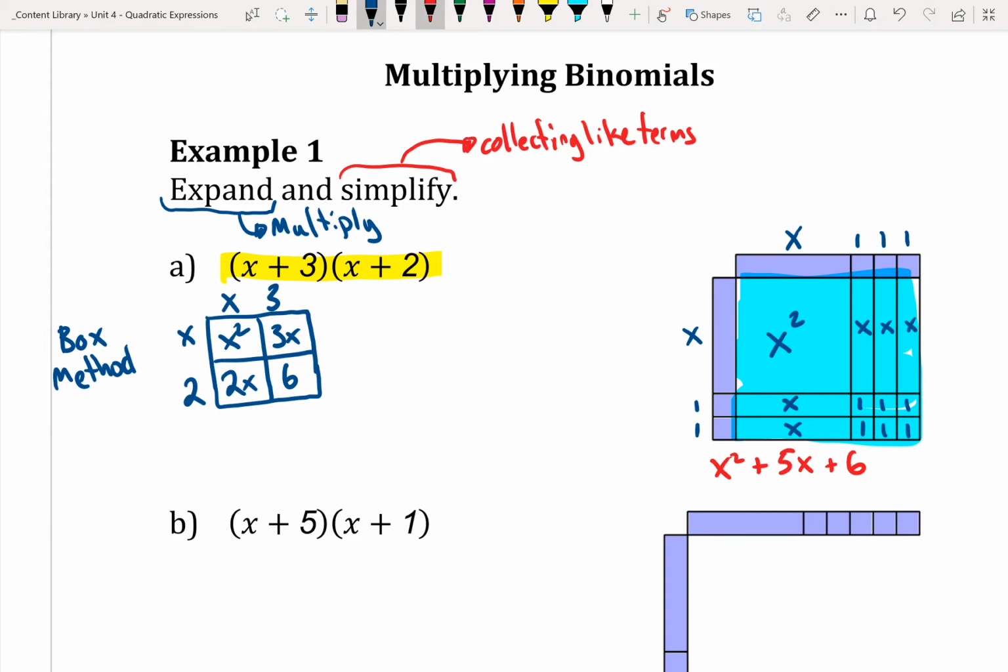So when I do that, I will realize that I can collect some like terms, because if I add up all these inside squares, these two I can add together. I get x squared plus 5x plus 6. So I do get the exact same answer that I just found. And finally, the last method that we're going to learn is the FOIL method. So FOIL means first, outside, inside, and last.